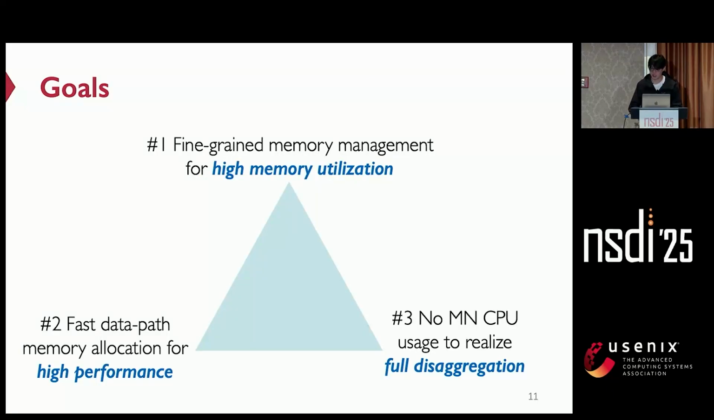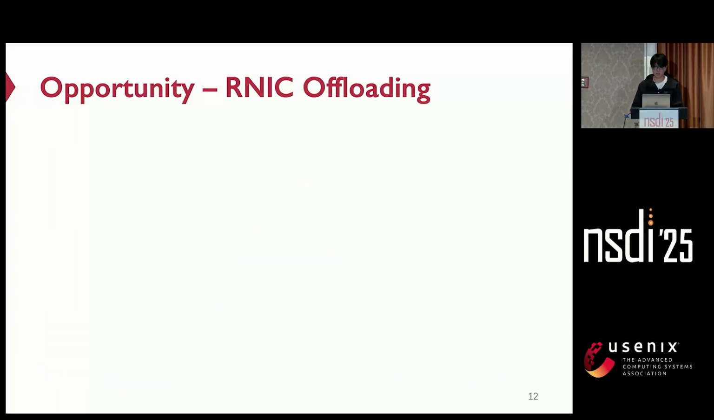To address the above limitations of the existing approaches, we propose ODRP with three design goals: fine-grained memory management for high memory utilization, fast data path allocation for high performance, and no memory node CPU usage to achieve full disaggregation. To meet these three design goals, ODRP leverages a less explored hardware feature called RNIC offloading.